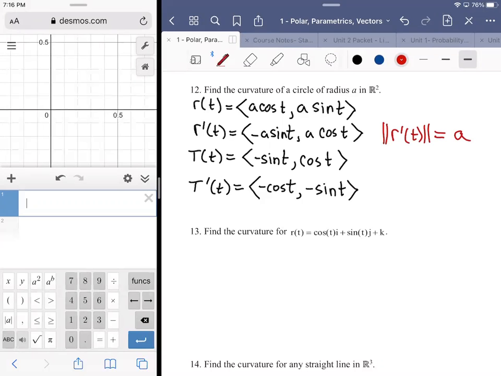The magnitude of T prime of t, that's what I was talking about before. If your vector valued function is made up entirely of sines and cosines, whether positive or negative, you square them, you add them together, you're going to get a 1. Square root of 1 is 1.